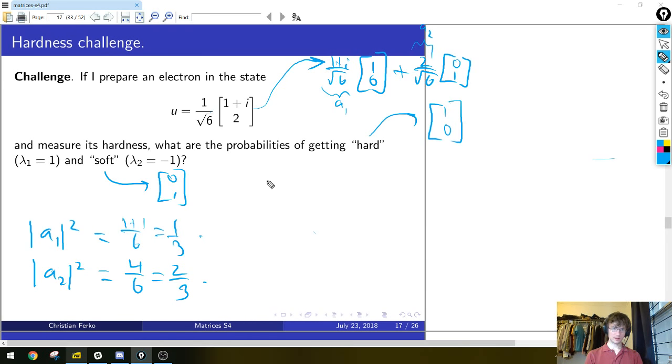Good. So if you prepare an electron in this state and measure hardness, if you send it into a hardness box, it will get sent out of the hard port, the top port, 1/3 of the time, and get sent out of the soft port 2/3 of the time. Good. Okay. Thoughts? I mean, besides rage at the arithmetic, but other thoughts on this? I don't really have any thoughts.